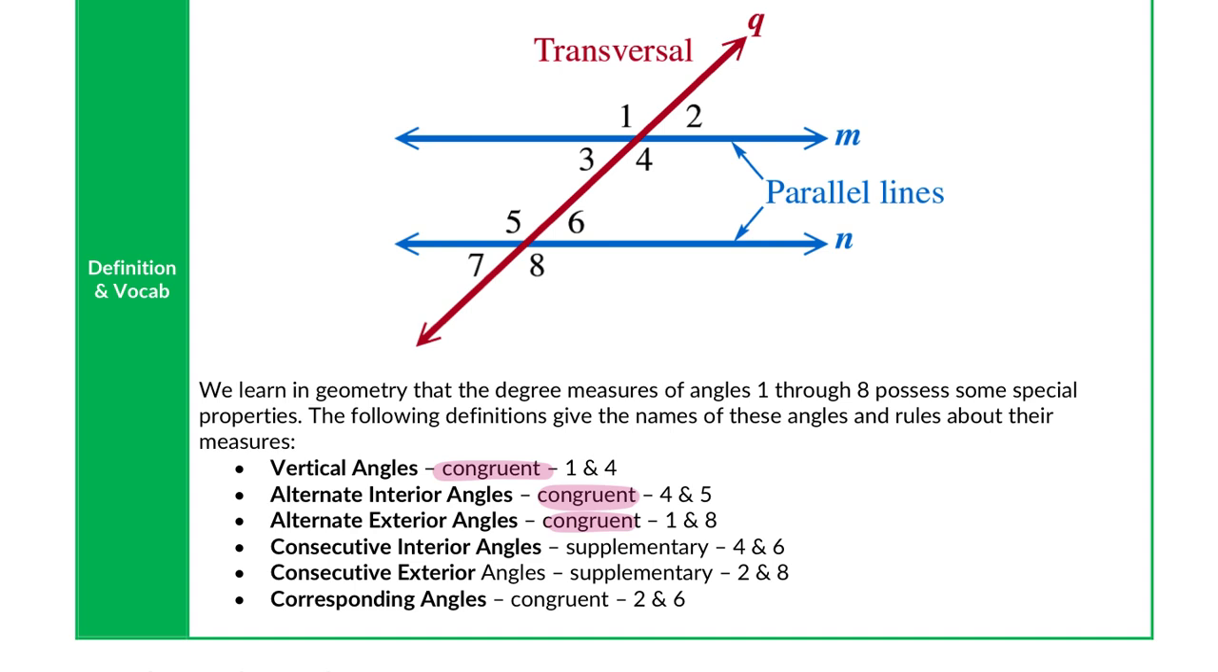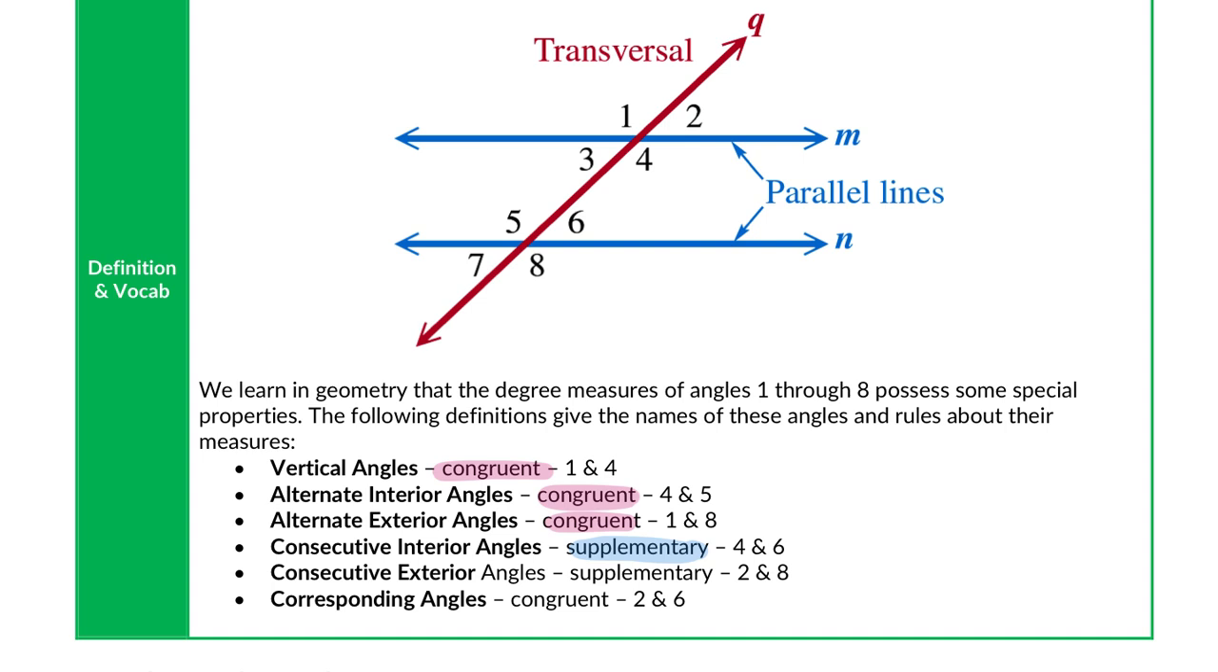Consecutive interior angles. Consecutive meaning same side of the transversal, interior inside. So if I highlighted number 3, what is the consecutive interior? 5. And what about 4? These angles are not congruent. They are supplementary. Reminder, what does supplementary mean?